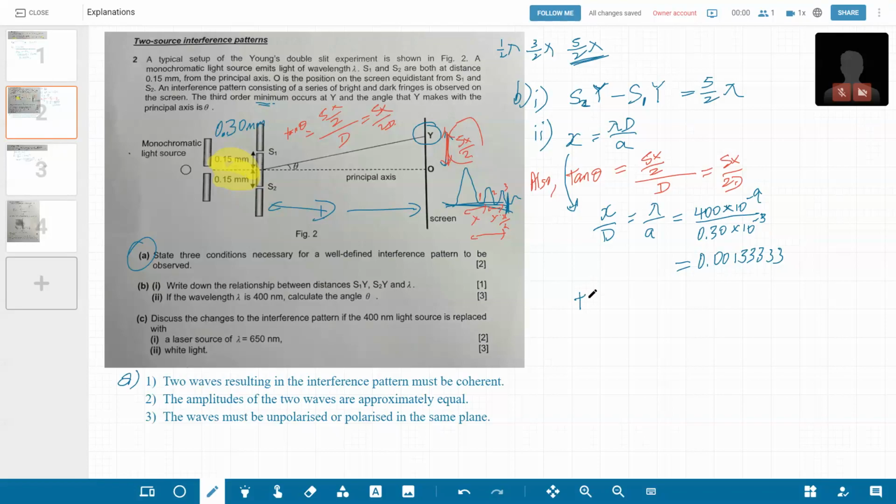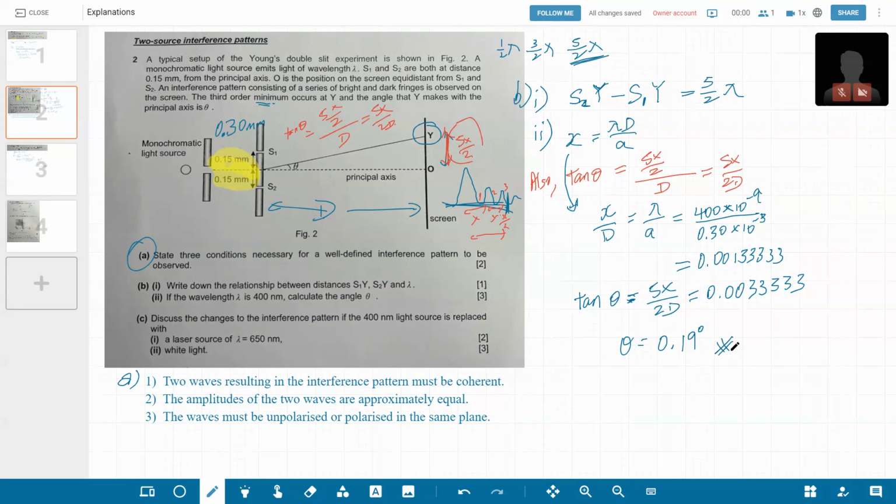So now we know that tangent theta, which is equals to 5x over 2d, is actually 5 over 2 times this. Okay, so you multiply by 5 over 2, you get 0.0033333. Okay, so now you can find your angle. So tangent inverse it, you will get about 0.19 degrees. Okay, it is indeed going to be very small.